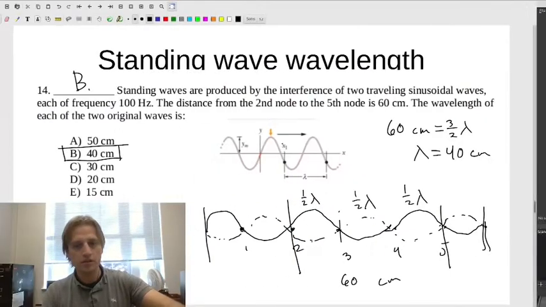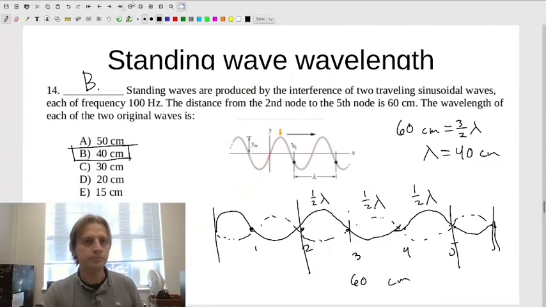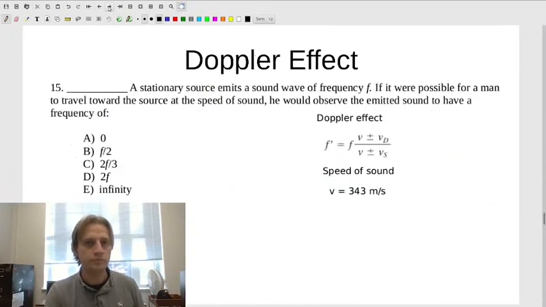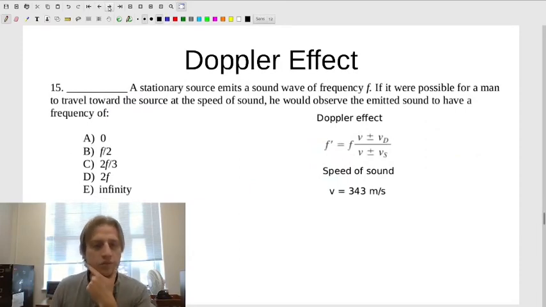All right, so what else? So in terms of our waves unit, we didn't spend a lot of time on the Doppler effect, almost none. And so I won't be testing you over that. The only question I put on your review says, okay, we've got a stationary source emits a sound wave of frequency f. If it were possible for a man to travel towards the source at the speed of sound, he would observe the emitted sound to have a frequency of.